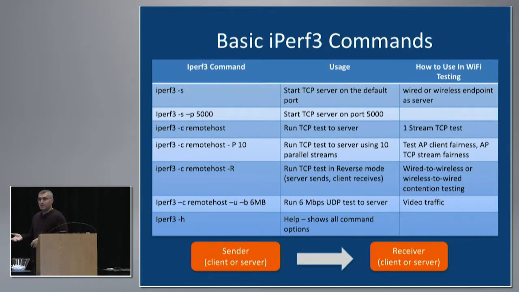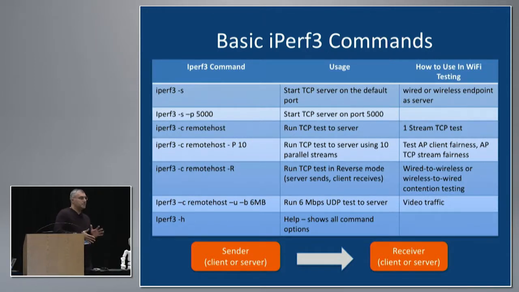iPerf3 works the same way as iPerf1 and 2. The most common way to run it is to do iPerf -s on the server side, and then run iPerf -c, then the IP address, on the client side. And the default settings will run a TCP test for about 10 seconds, I think. And then there are a lot of other options to control the testing.